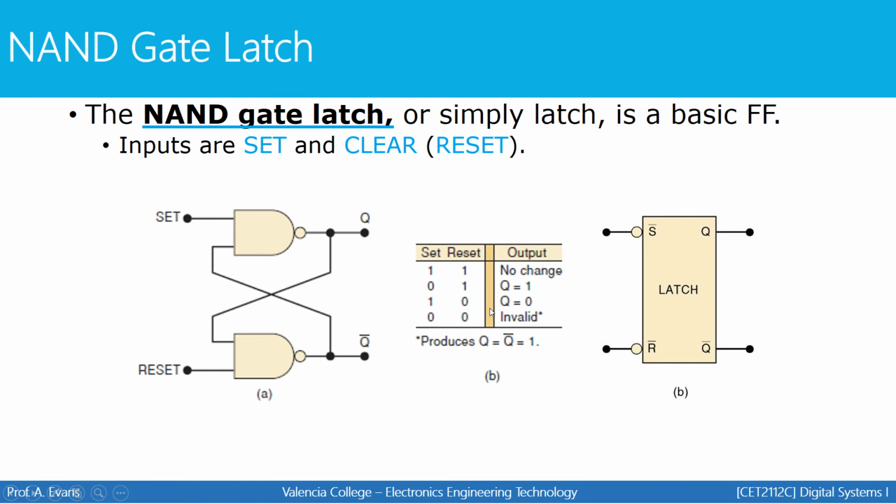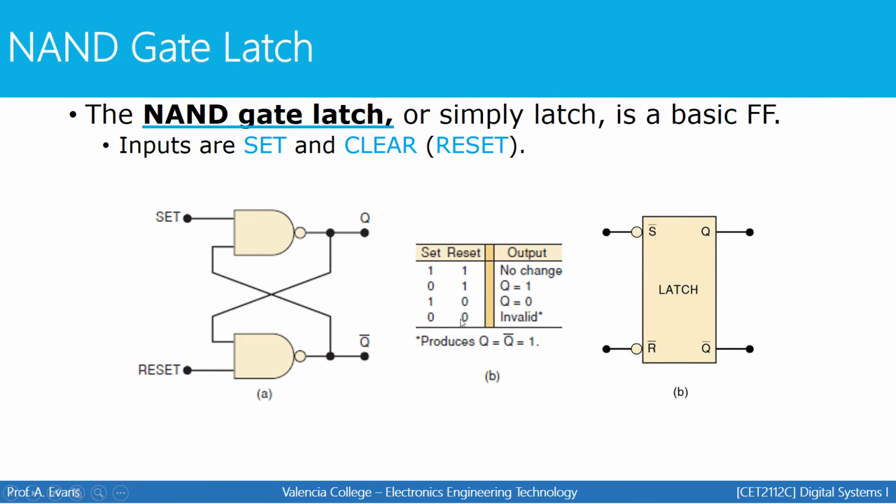And the truth table is based on the two inputs called set and reset. So when set and reset are both 1, the output won't change. What that means is that whatever the output was before, it continues to be the same way. If the output was previously a 1, it's still a 1. If the output was previously a 0, it's still a 0. We call that no change. If set goes low while reset goes high, the output becomes a 1. The output is set. If the input for set is 1 while reset is low, then the output is low. We call that the clear or reset stage.